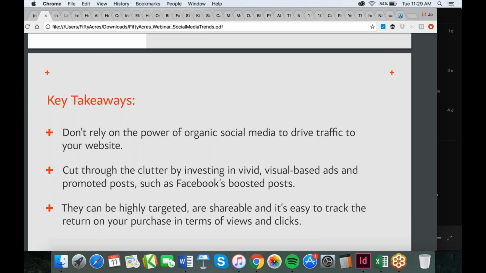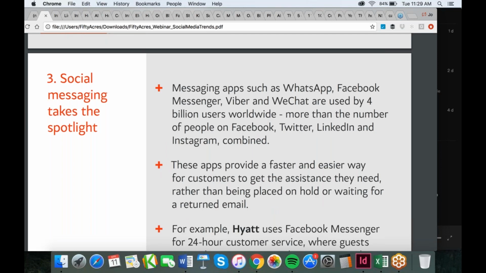So let's move on to the next one. Social messaging, I think, takes the spotlight. And for those who may have explored it, we've recently seen Facebook Messenger work in a slightly different way. It was separated out from Facebook itself some time ago, but it's recently received a number of facelifts, and you use it in a different way.